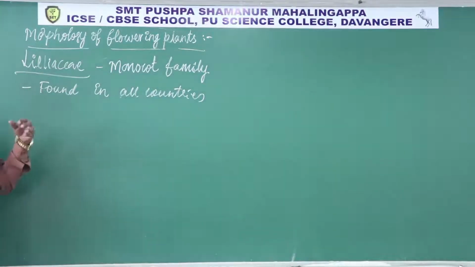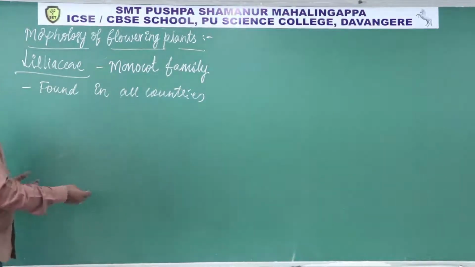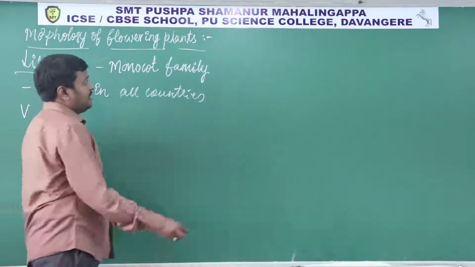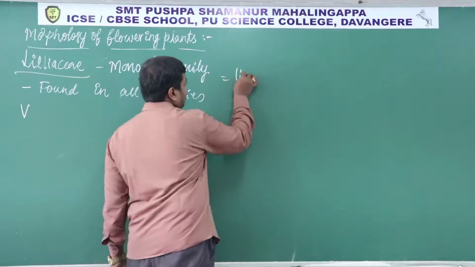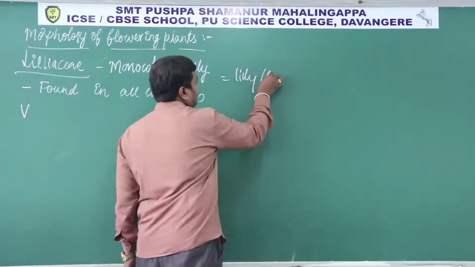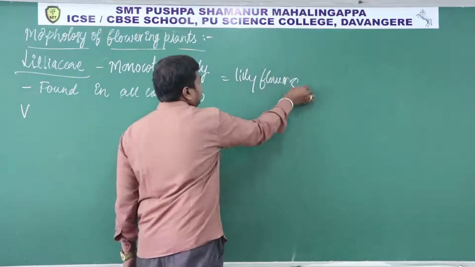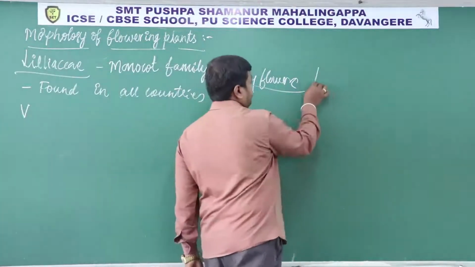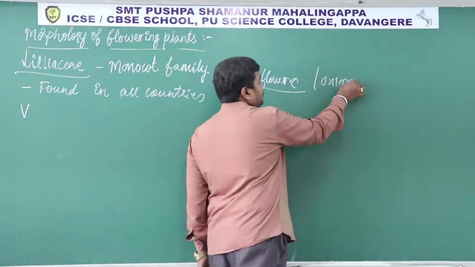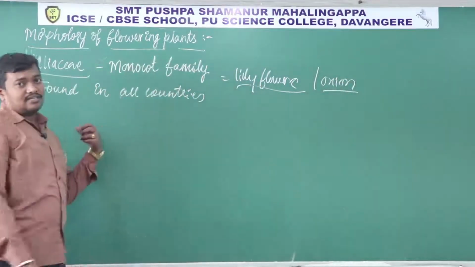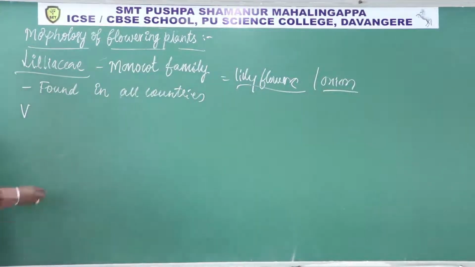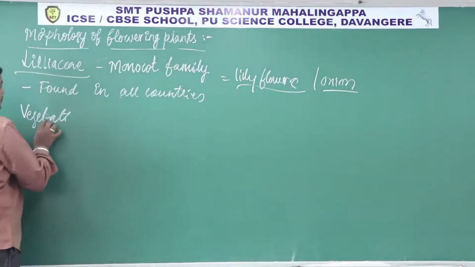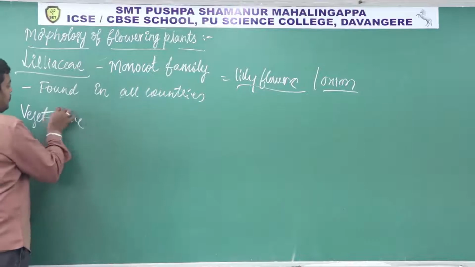Found everywhere, we can say. Next, of course, is the lily family, commonly called lily flowers. Lily flowers all belong to this Liliaceae. Or the onion, the most familiar one. This onion also belongs to the Liliaceae family. Okay, so let's come to the vegetative characters.